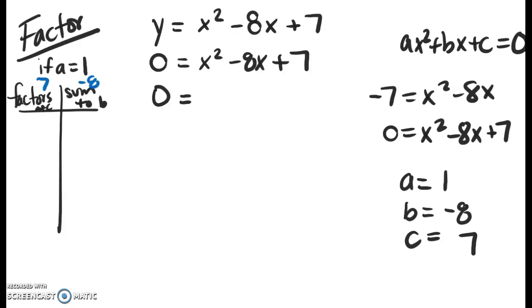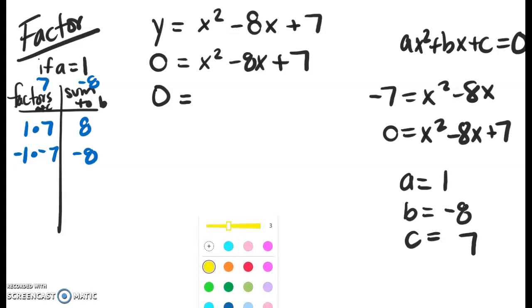And so there are only two factors of 7. It's 1 times 7 or -1 times -7. When I add the first two together, I end up with 8. And when I add these two together, I end up with -8. So the one that I'm going to select is the second one. And I'm going to factor this.